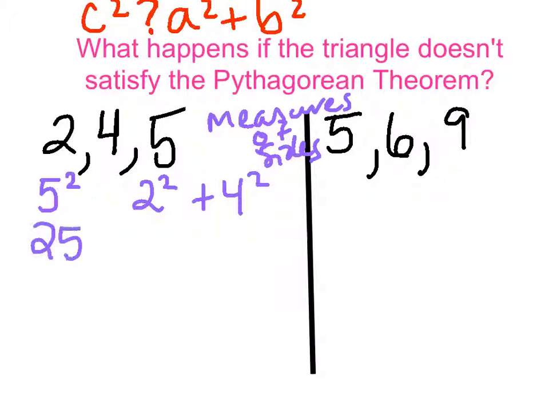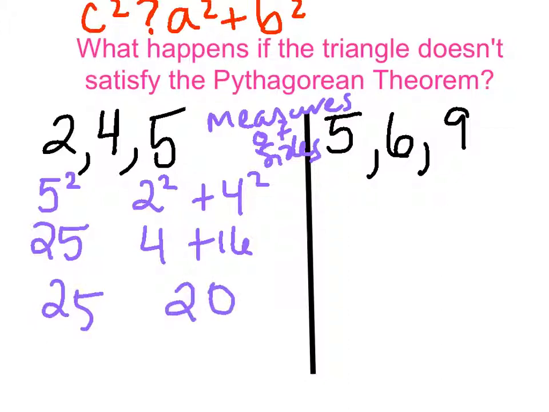So here we have 25, we have 4 plus 16, so we have 25 compared to 20. What sign would make this statement true? A greater than sign would make this statement true. This means that c squared is greater than a squared plus b squared, which makes this triangle obtuse.